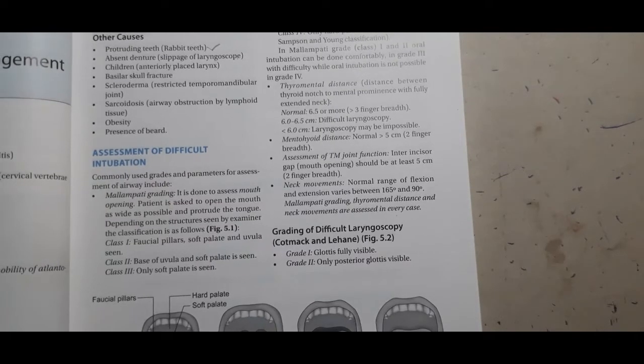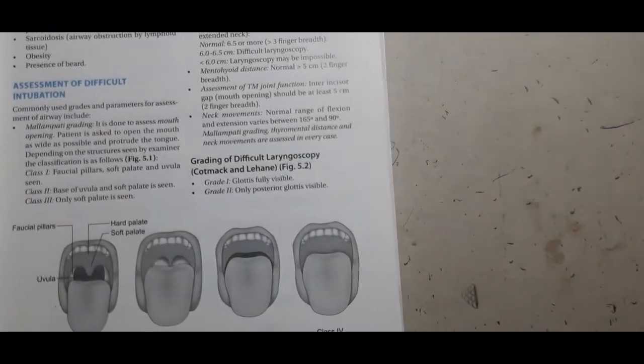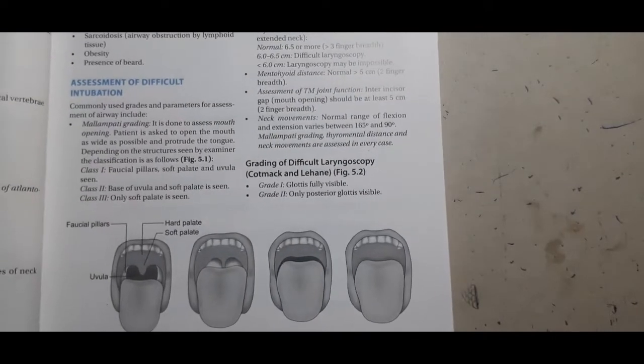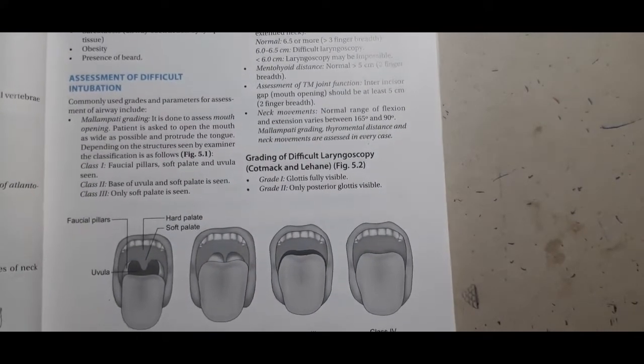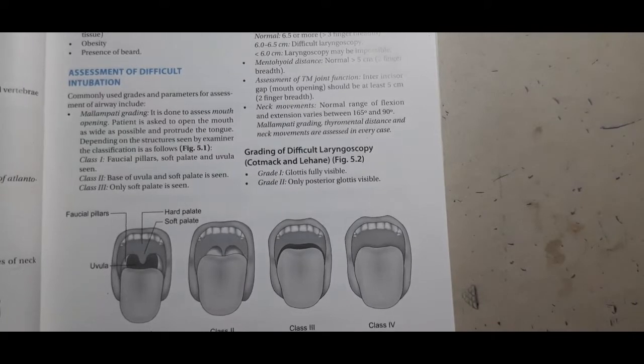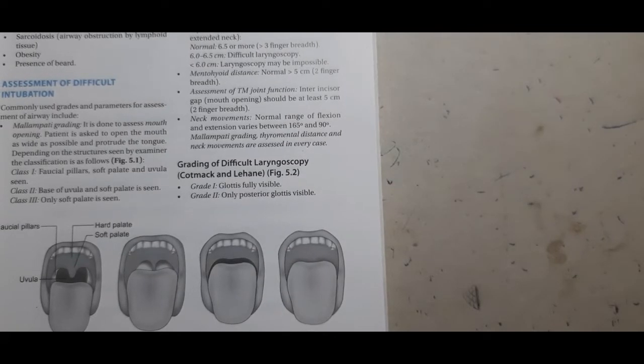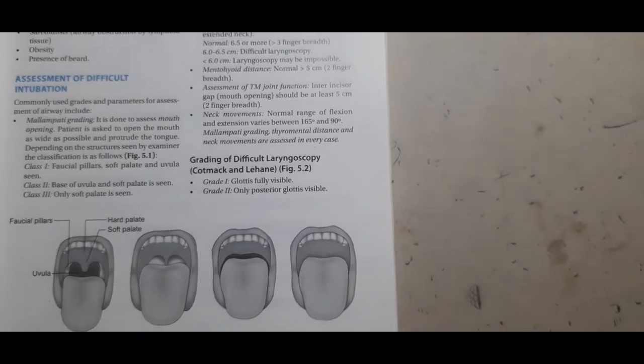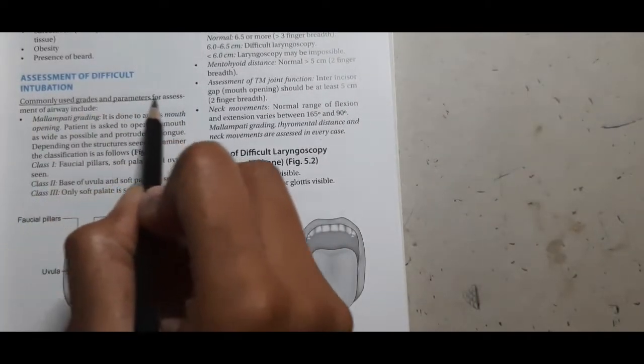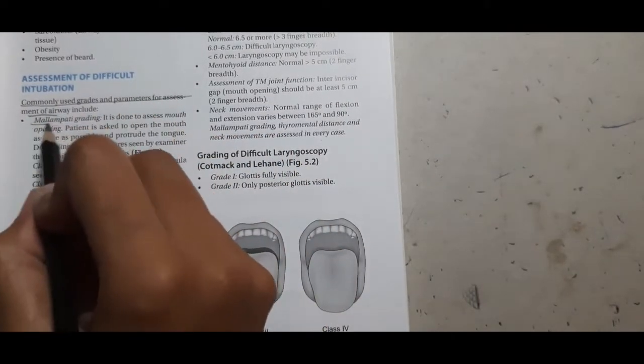So, how do you assess a difficult intubation? Whenever you see a patient, how do you get to know whether it's a difficult intubation or not, or is it a difficult airway? That is assessed by certain different gradings, and the distance of the neck or the neck movements is assessed. So, the commonly used grades and parameters for assessment of airway are Mallampati grading.